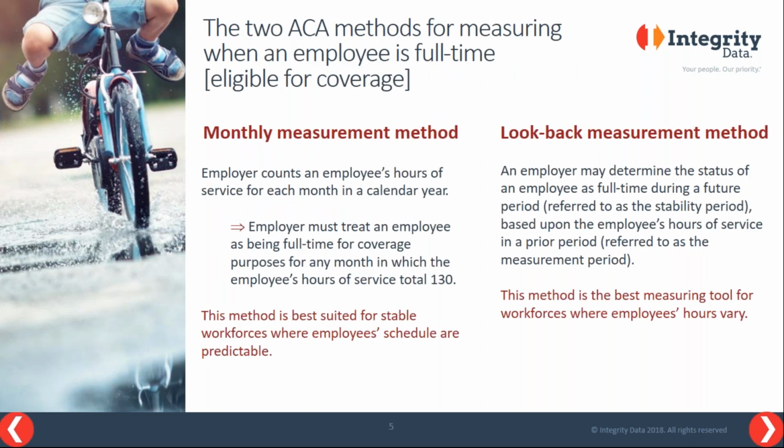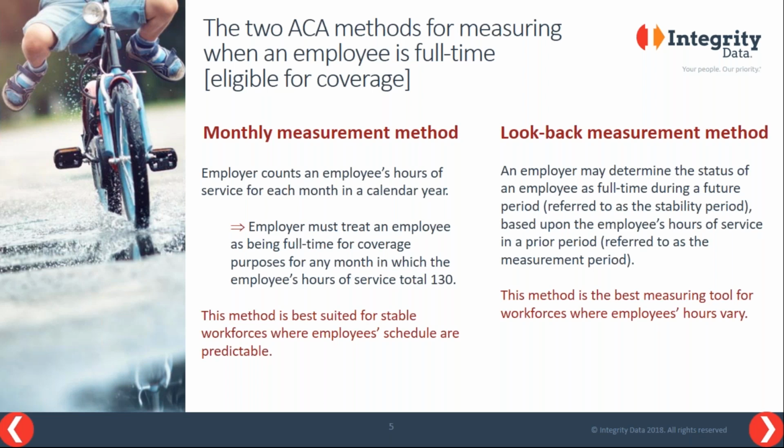Okay, so now that you know how the ACA defines full-time employee, you need to make a decision on how to measure that full-time status so you know when an employee is eligible for health coverage. The ACA allows 2 methods to be used to determine when an employee is classified as full-time eligible under the ACA, the monthly or the look-back measurement method. The monthly measurement method requires that the employer count an employee's hours of service for each month in a calendar year. The employer must then treat an employee as being full-time for coverage purposes for any month in which the employee's hours of service total 130.